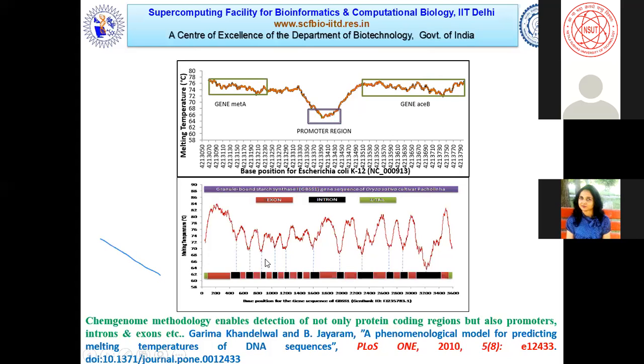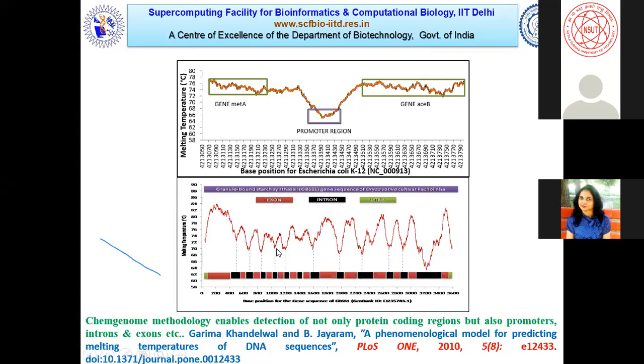Here is the next slide, from the rice genome. Remember, rice is a eukaryotic organism, not a prokaryote. It has introns and exons. The introns are the black ones here, and the exons are the red ones here. But note this: if you look at melting temperature or hydrogen bond and stacking, you get these little valleys here and the peaks here.